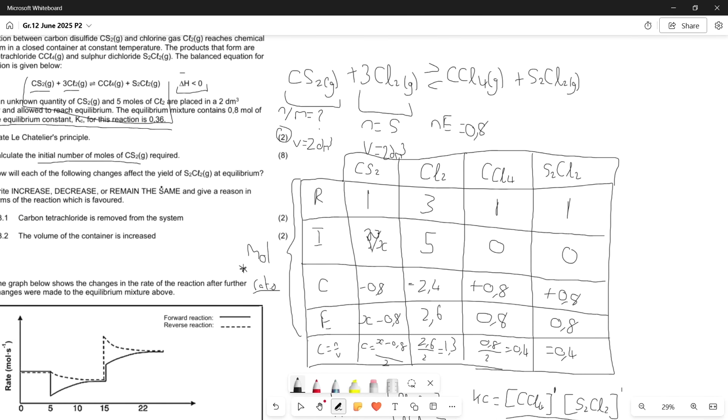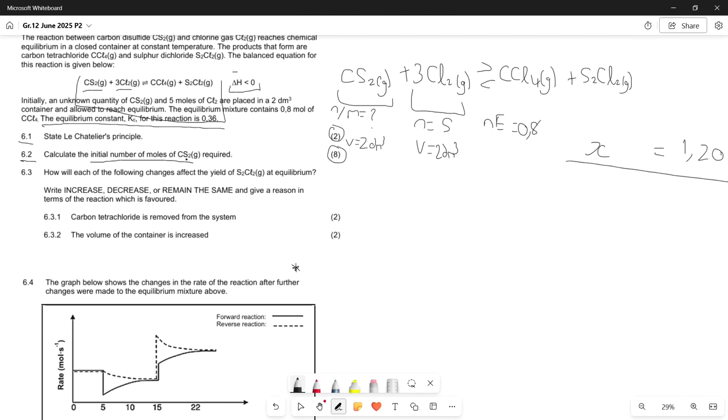They want the initial number of moles, and x by itself is the initial number of moles. The minus 0.8 over here already accounted for the fact that we weren't working out the equilibrium. Once we took it over, we got x, and x represents our initial moles for CS2. So 6.2 is done. We just earned 8 marks over there, and then 6.3 over here is now moving on to Le Chatelier interpretation questions.